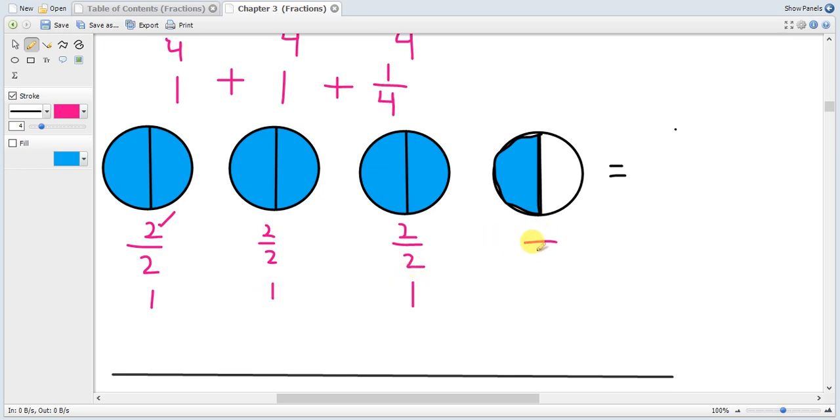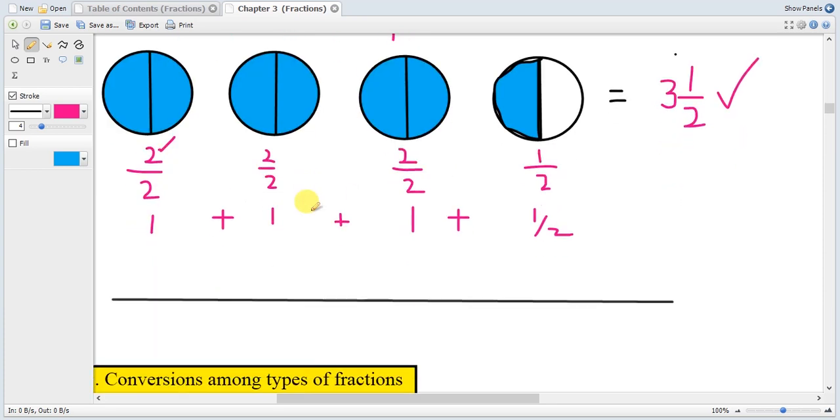So in this case, the total number of slices is 2. How many of them are blue? 1. So this is a fractional part. Now simply add all of them. So there are 3 circles, 1 plus 1 plus 1, that have been completely colored, and there is 1 circle that is half colored. So the fraction we are getting is 3 whole 1 over 2, right?